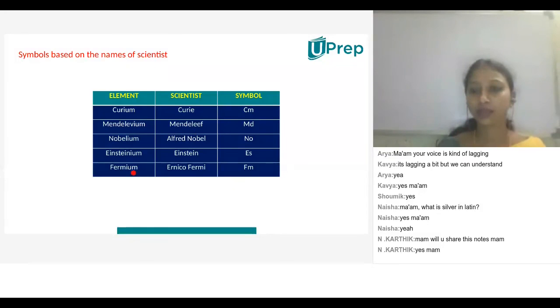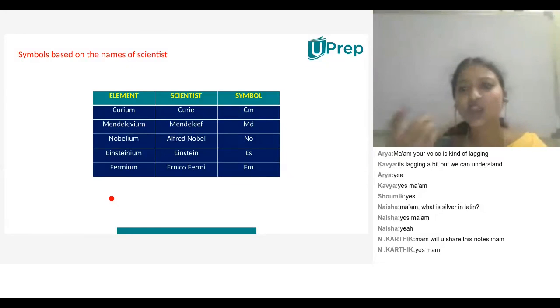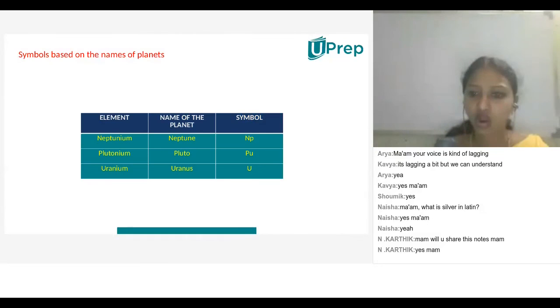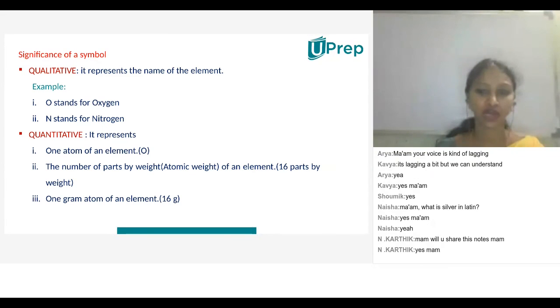So this is based upon the names of the scientists. When scientists have done research, people are willing to give the names of the scientists. Not that the particular scientist has worked on that element, but based upon the interest and love towards the scientist, they have given the names. Some were named by planets: Neptune, Np; Plutonium, Pu; Uranium, from Uranus.